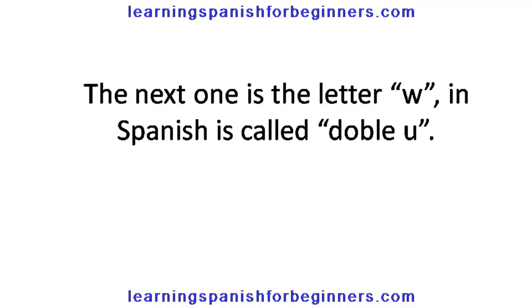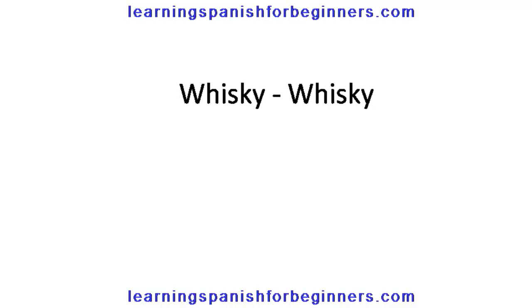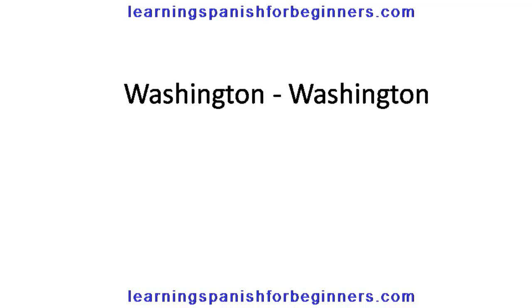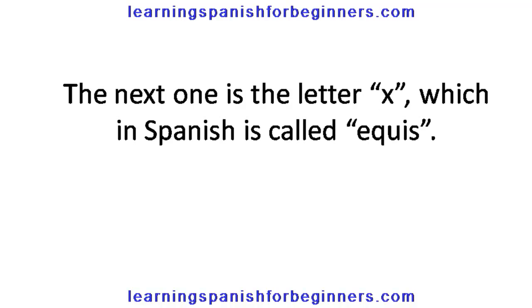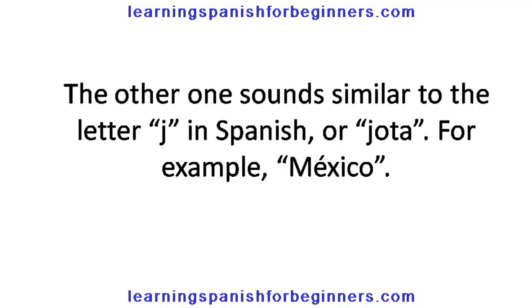The next one is the letter W, which in Spanish is called W. A few words are whiskey, whiskey. Windsurf, windsurf. Washington, Washington. The next one is the letter X, which in Spanish is called equis. The letter X in Spanish has two sounds. One is similar to the way it sounds in English. For example, the word exact or exactly. Exacto or exactamente. The other one sounds similar to the letter J in Spanish, or jota.